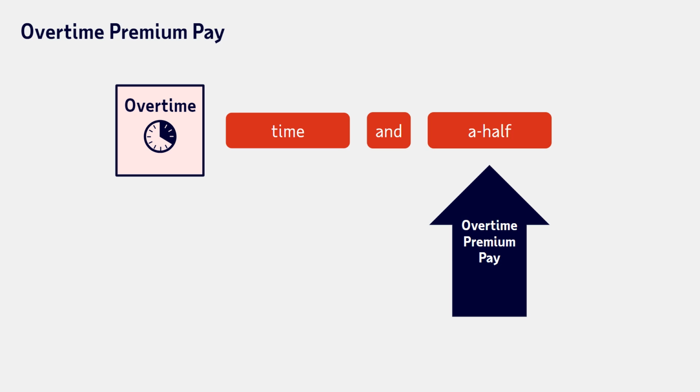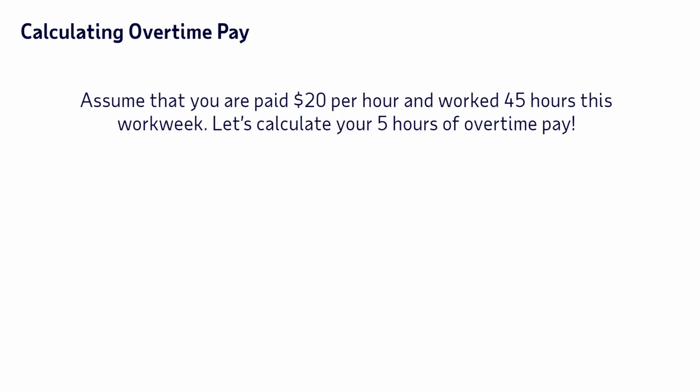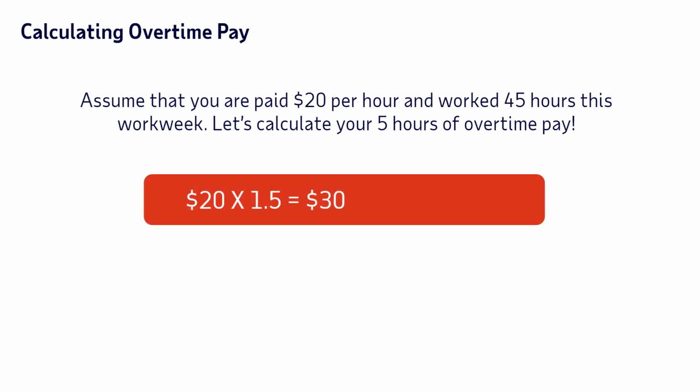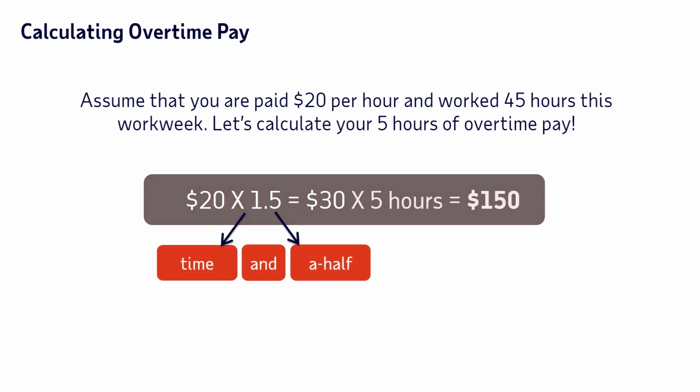Let's see this in action with an example. Let's assume you make $20 an hour and you worked 5 hours of overtime. Since you had one pay rate and no additional compensation, the calculation is pretty straightforward. To find your overtime pay amount, you multiply your hourly rate of $20 by 1.5. This 1.5 is the time and a half aspect of overtime. Then you multiply the result of $30 by the number of overtime hours you had, which was 5. So your total overtime pay for this period is $150.